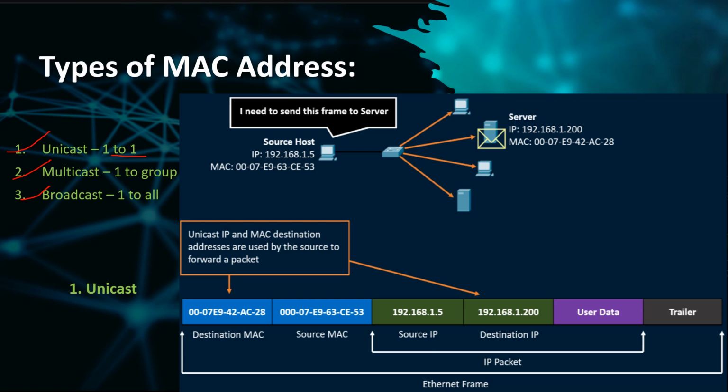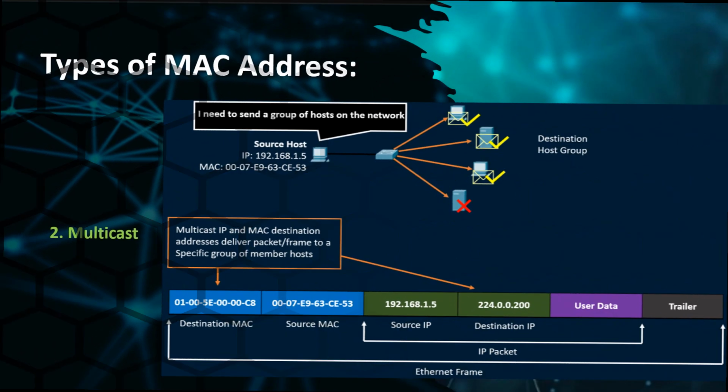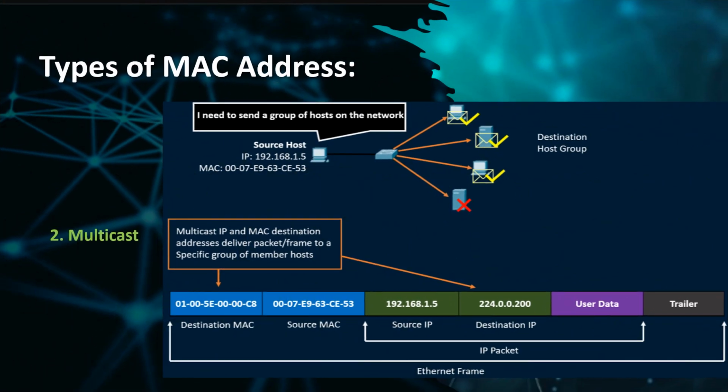Let's see, I am aware of the server's MAC address. I want to send the frame from my host to the server. Okay, say this is a unicast address. For unicast, as we told, the first octet or first digit should be 0, means I am doing unicast. I am using the unicast address. And for multicast, I am going to send it to a group of devices in my network. See, I am going to send it to only 3 devices, not to the 4th one.